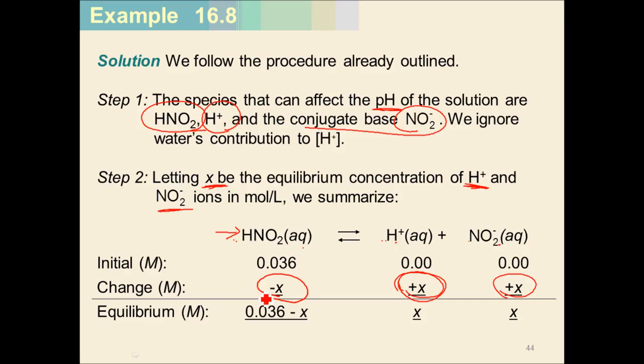And then does it make sense that it's minus X for the HNO2? This is not like your strong acid. This is not dissociating 100%. So only a partial amount is going to be dissociated. So now your equilibrium expression becomes 0.036 minus X for HNO2. The hydronium and the NO2 minus ion are both plus 1X.